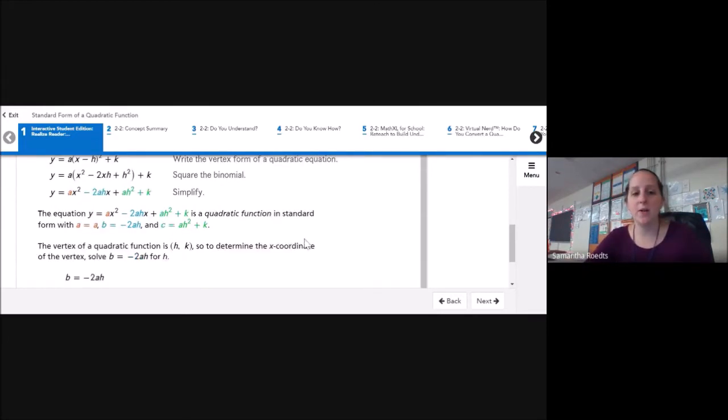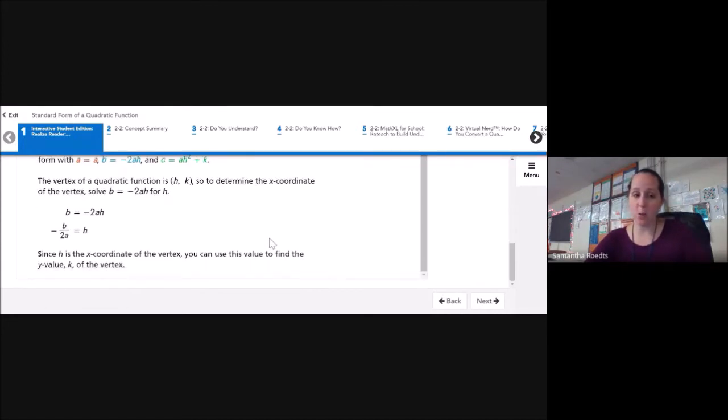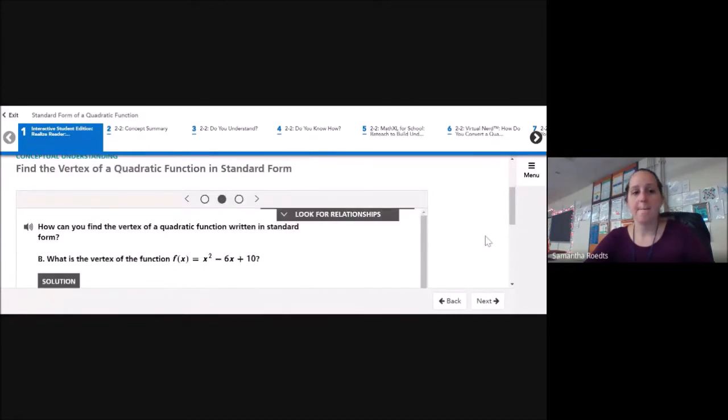The vertex of a quadratic function is (h, k). So to determine the x coordinate of the vertex, I can solve b equals negative 2ah for h. So I get h equals negative b over 2a. Since h is the x coordinate of the vertex, you can use this value to find the y value k of the vertex. So how can you find the vertex of a quadratic function written in standard form?